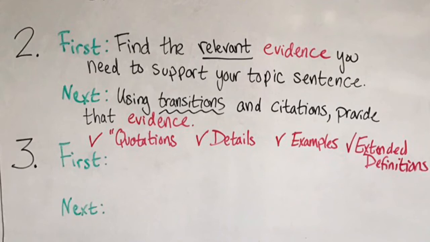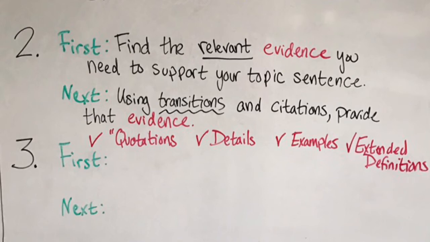You could also have details, examples or extended definitions, depending on the type of writing that you are doing and depending on what you think your reader does or does not already know. So those are the types of evidence that you should be looking for. Be prepared, as you're writing your essay and including multiple paragraphs, to include multiple types of evidence and switch it up. Don't just throw a bunch of direct quotations at your reader or just a bunch of details. You've got to include a variety of types of evidence. That's really important.